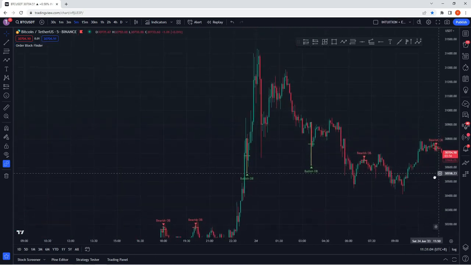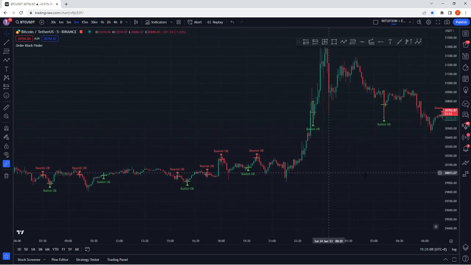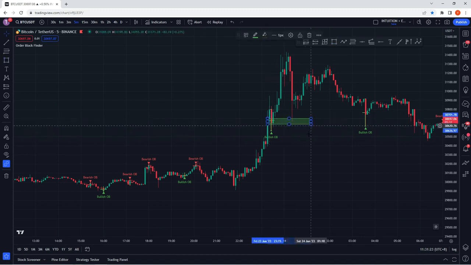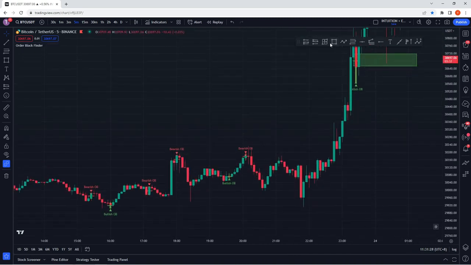So what is this order block indicator, and what is this indicator about? When you implement the indicator, you'll see two big things. First up will be your bullish order block, second up will be your bearish order block. As the name suggests, the bullish order block means there are a lot of buyers at this area, whereas the bearish order block is where there are a lot of sellers at this area.